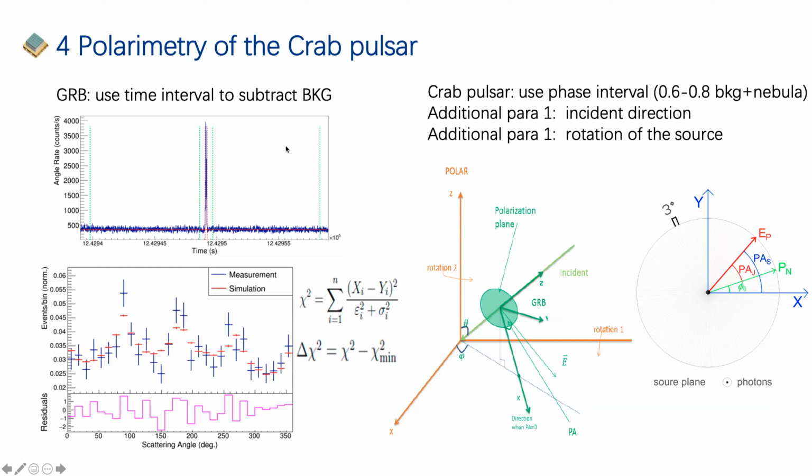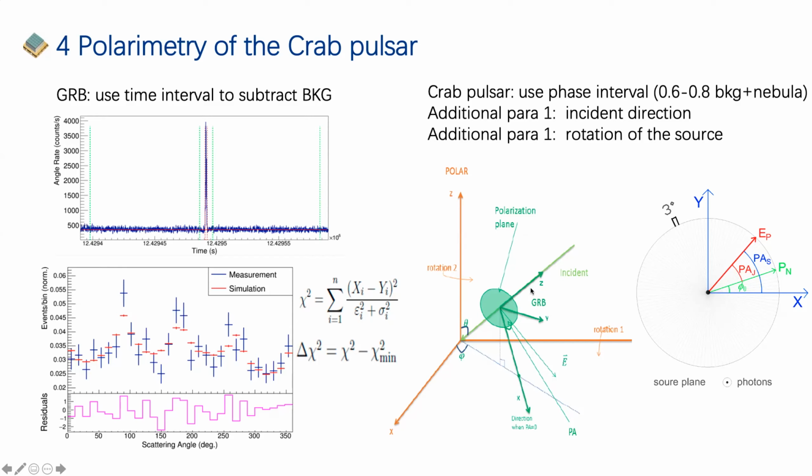But at first, we can look at this. Normally for GRB, we could use the time information. We define the background interval and source interval, then we can subtract backgrounds, and we fit the net source modulation curve with responses. As for the Crab, we could also use a phase interval to do that. We have our background interval, which contains the background and the nebula contribution. But for the Crab, the analysis is complicated by 2 additional parameters, which are incident directions and the rotation of the source. So we have to deal with multiple data sets.